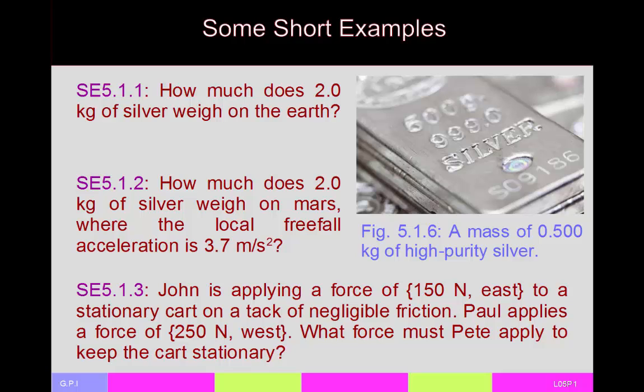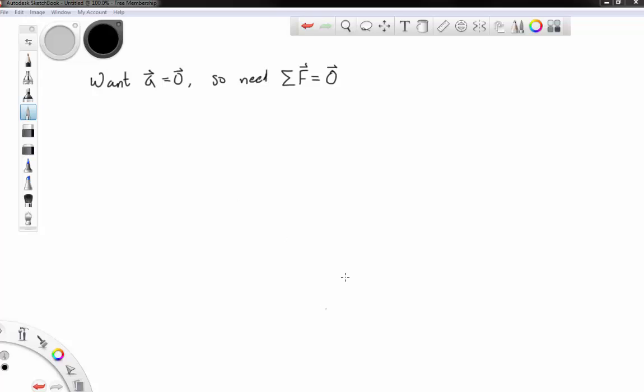Third example, shifting gears a little bit. Suppose that you have an object, like a stationary cart for example, and there's no friction, and you have one person applying a force of 150 newtons to the east and the other person applying a force of 250 newtons to the west. How much force do you need to apply to that object in order to keep it stationary? In other words, in order to keep the object from moving. So the condition that we want is for the acceleration to be zero, and in order to do that we need the sum of forces to be zero. This symbol right here, for those who aren't familiar with this notation, just means sum of forces.